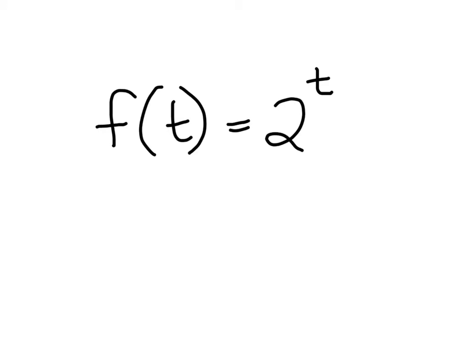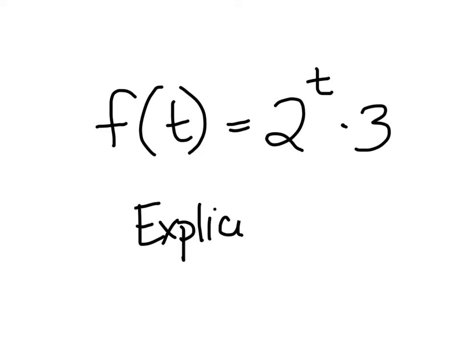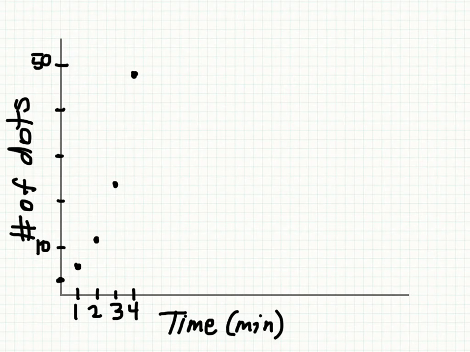Now in number 4, you were asked to find the explicit formula, which ends up being 2 to the power of t times 3. This was the explicit. Now, where do these things show up in the table and the graph? Let's take a look again. The 3 in the graph is represented as the y-intercept.